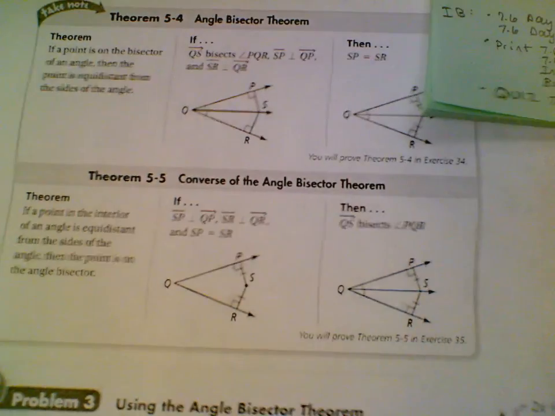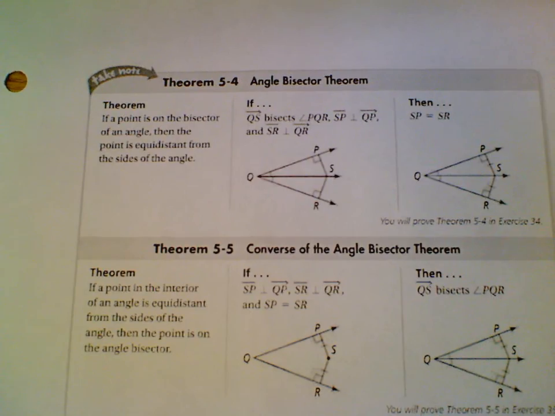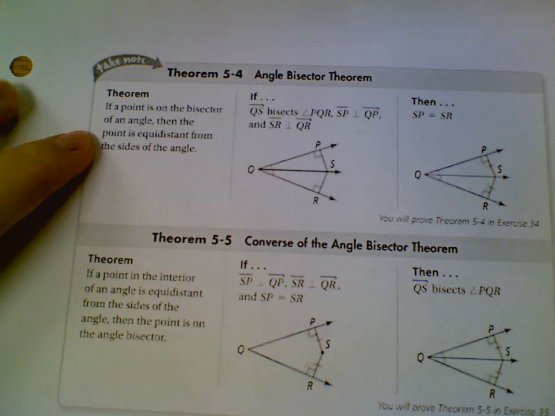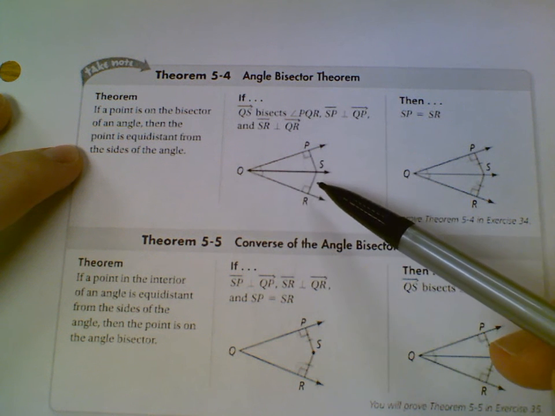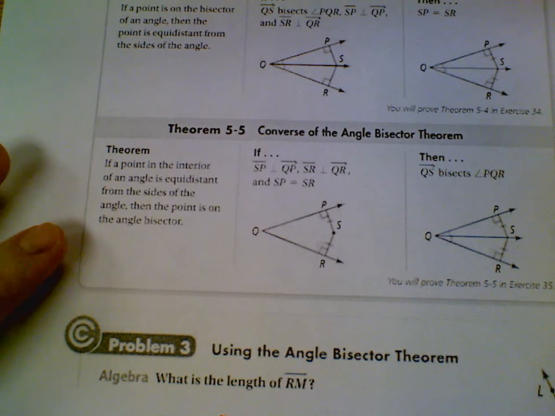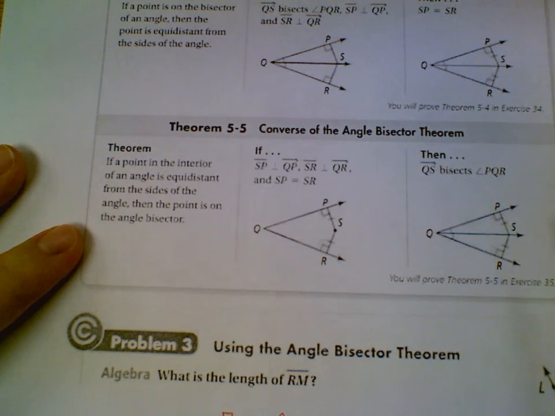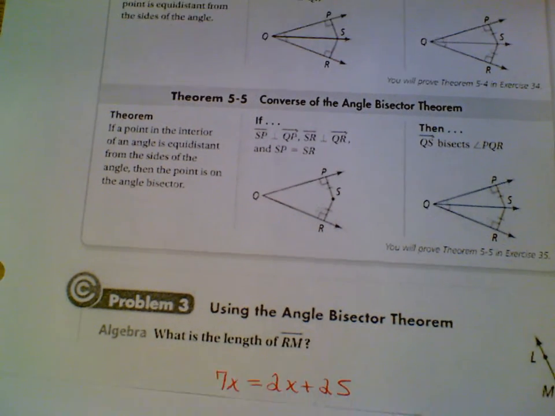Okay, so if you flip your note-taking guide over, you'll see that you have angle bisectors on the back side. And so on the back side here, it says if a point is on the bisector of an angle, then the point is equidistant from the sides of the angle. So if S is on the angle bisector, then these line segments are congruent to each other. The converse is also true, just like it was for the perpendicular bisector. So if this point is equidistant to the sides of an angle, then I know that S is on the angle bisector. So let's take a look at an example.